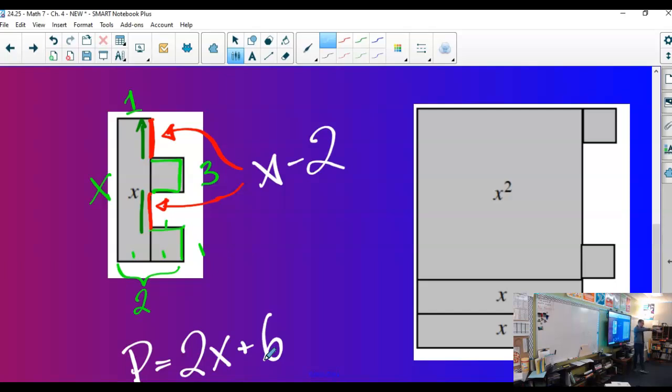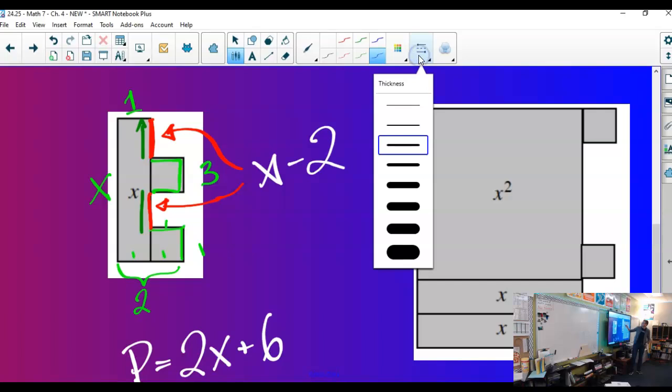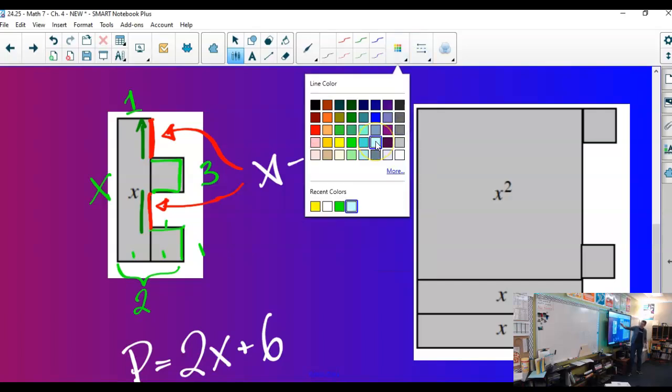I'm curious, did anyone get something different? I don't know if that's right yet or not. We need to check it, but did anyone get something different than 2x plus 6? Let's check that. Come with me. Come on this little walk with me. We're going around the shape.